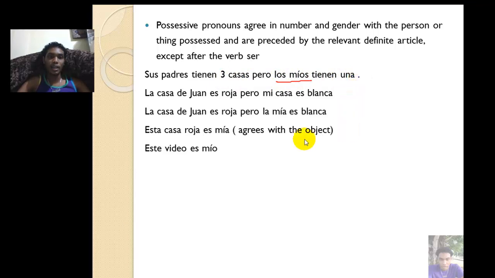Esta casa roja es mía. Okay? Now, I'm masculine. But it agrees with the object. Okay?